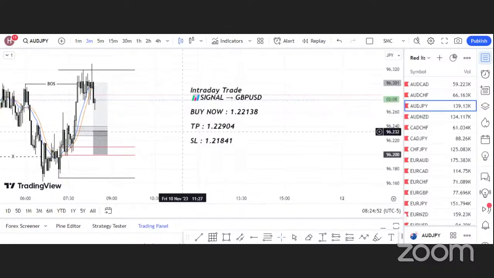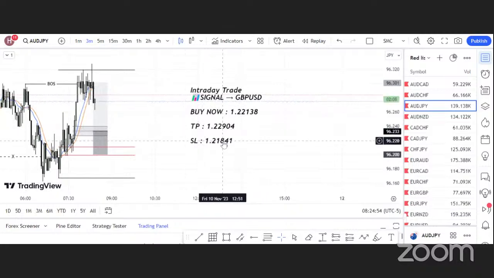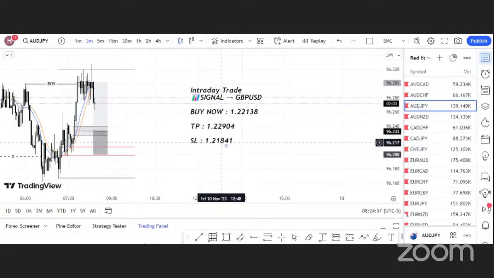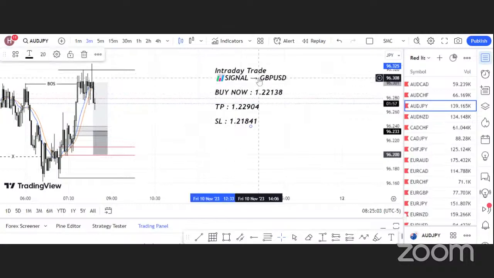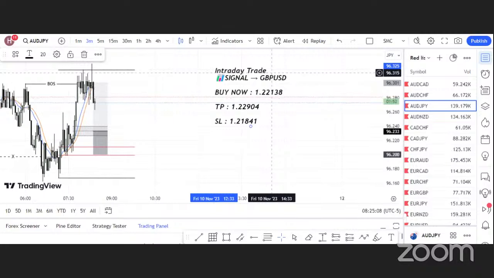If you don't know what an intraday trade means, an intraday trade is a trade that is expected to run within 24 hours, within a day. So even if we take it now, if it's still within 24 hours, even if it gets to tomorrow, though tomorrow is the weekend, I'm just setting an example here. Even if it runs till tomorrow, maybe around 12, it's still not up to 24 hours. So that is still within the day.